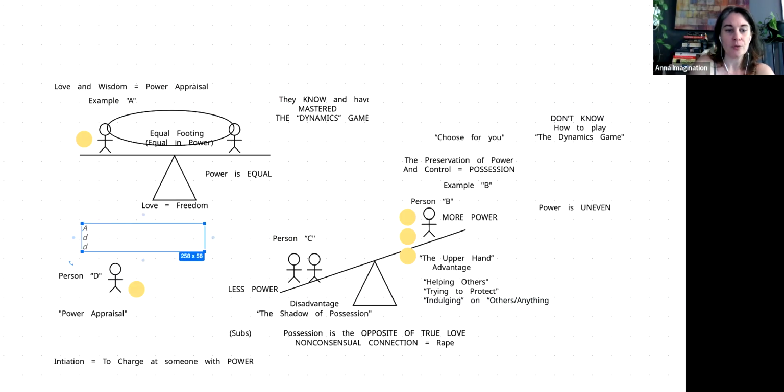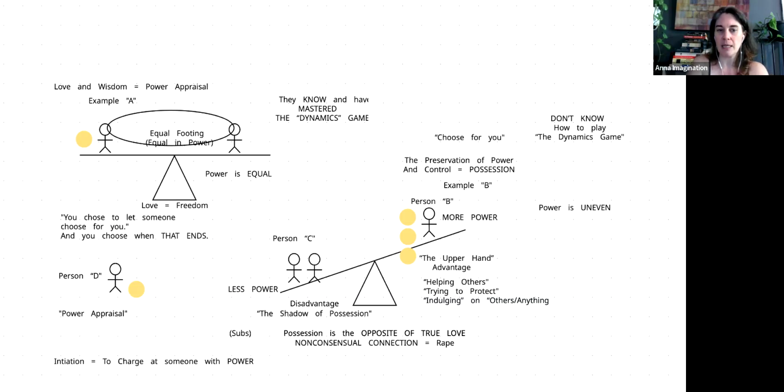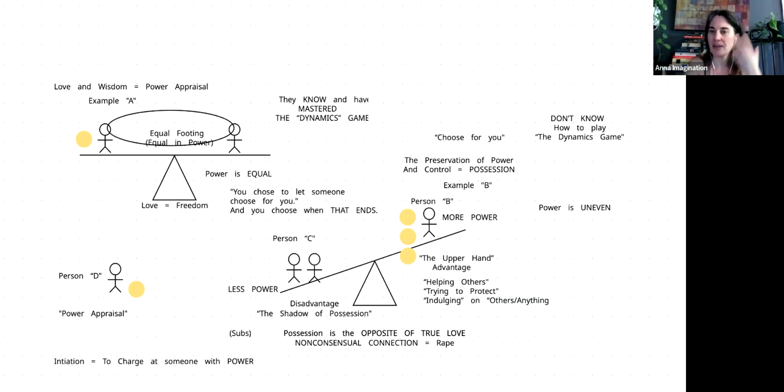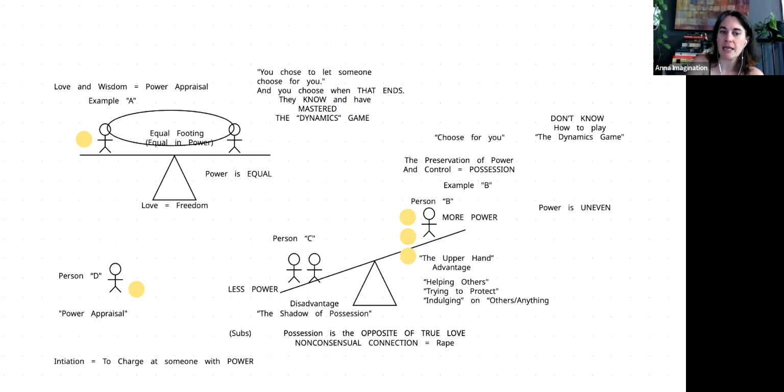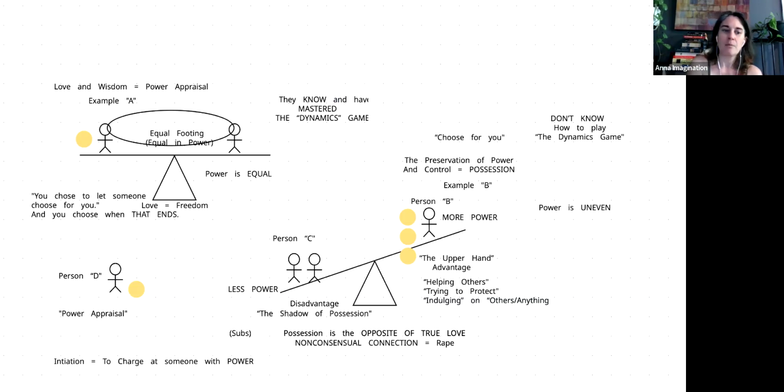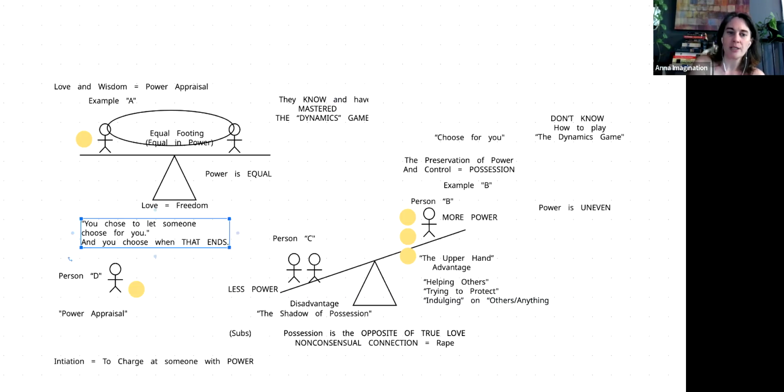And you choose when that ends. And that's the other difference, is people who speak with the dynamics game, they think like this, they talk like this. That's their mindset, is that no one chooses for them. They know that they can control. They know this. They know it. Person D is in the process of trying to learn this. And that's really the difference.